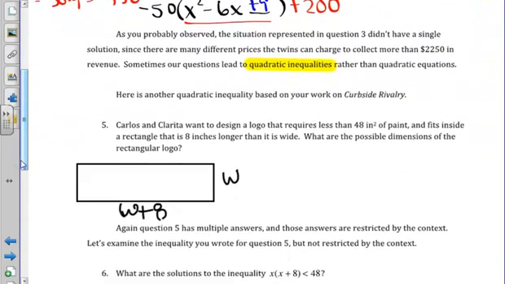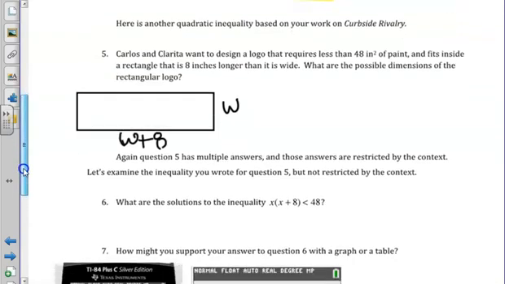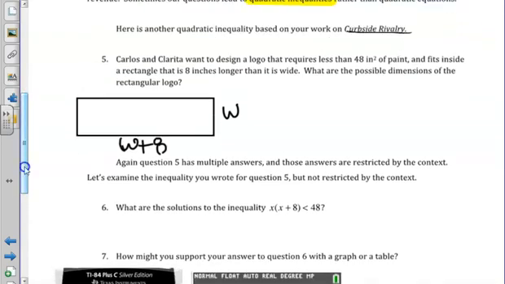Okay, so now, as we have observed, we don't get just one solution. When we're trying to solve a quadratic inequality, we actually get more than one solution. So now let's go back to another question that we were posed in Curbside Rivalry. We were given a rectangle and told that now, instead of being equal to 48 inches, we want to design a logo that requires less than 48 inches squared of paint and fits inside this rectangle that is 8 inches longer than it is wide.